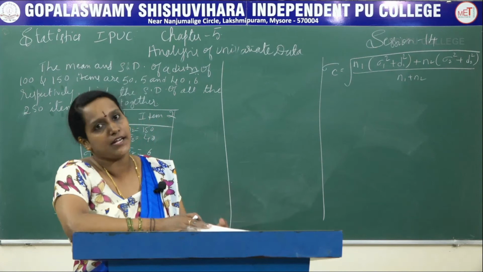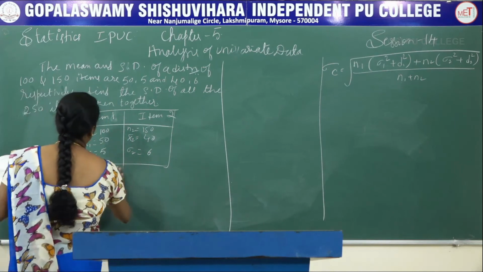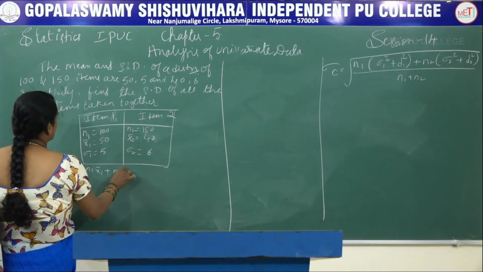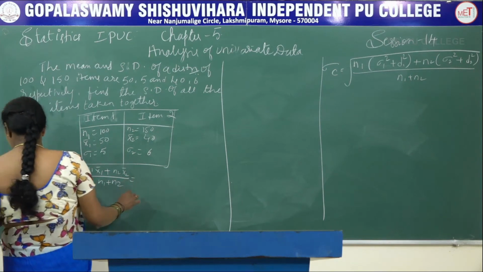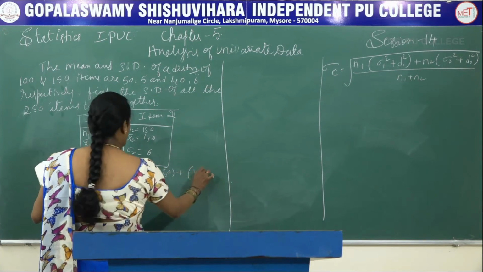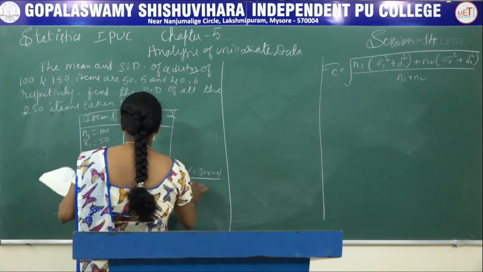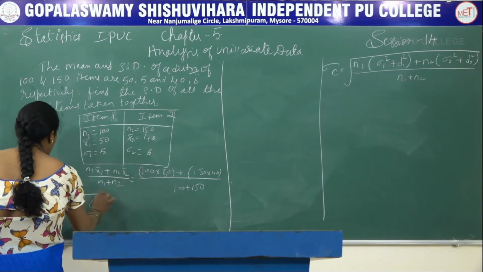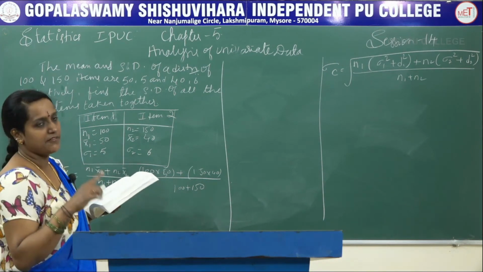To find D1 and D2 values, we want the combined arithmetic mean. We know how to calculate combined arithmetic mean. That is N1 x bar 1 plus N2 x bar 2 divided by N1 plus N2, and substituting the values, that is 100 into 50 plus 150 into 40 divided by 100 plus 150. So our x bar combined is 44. Combined mean is 44.